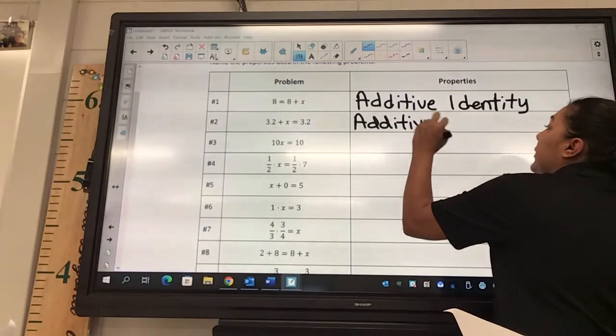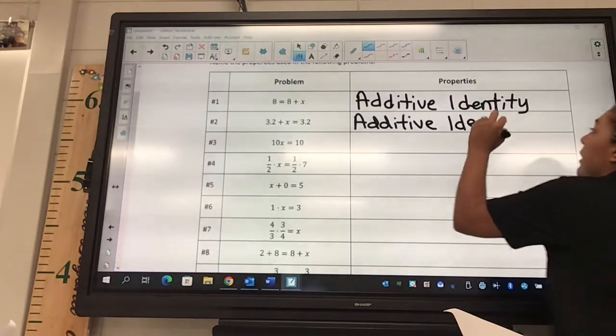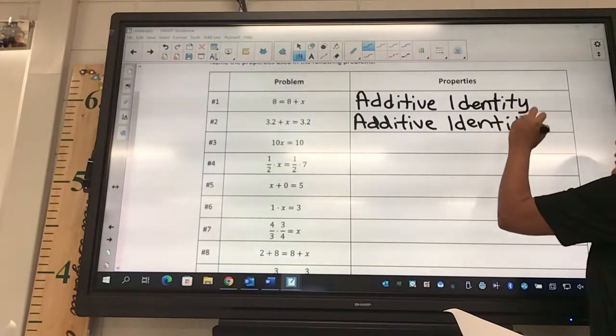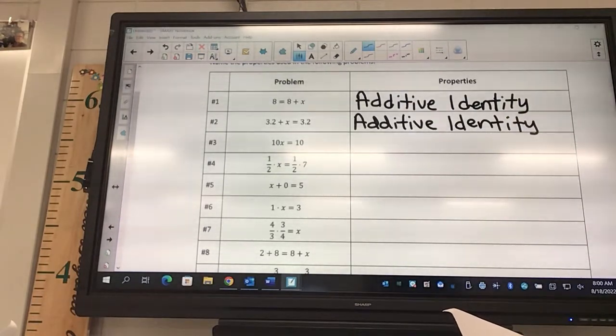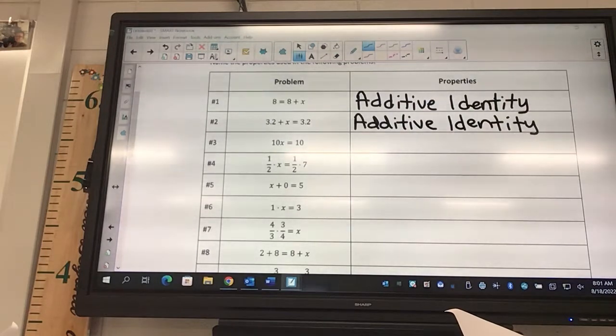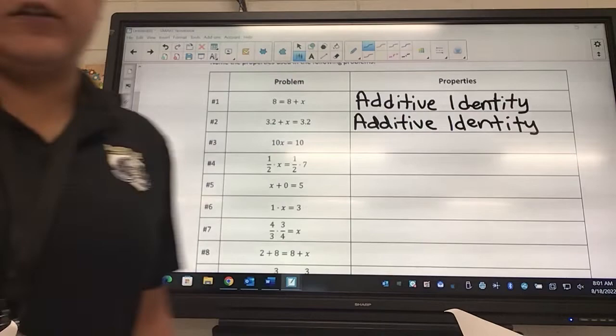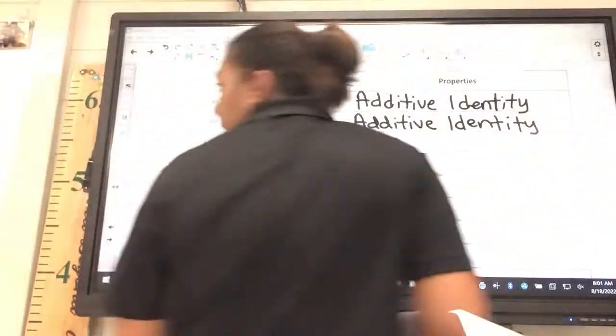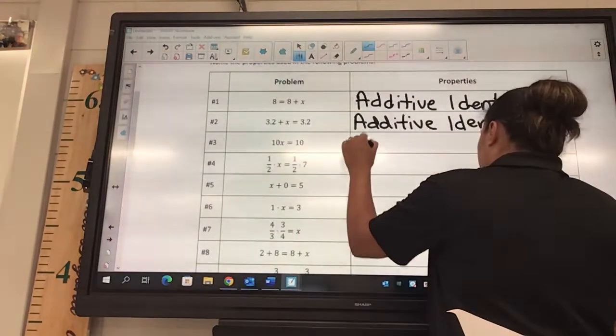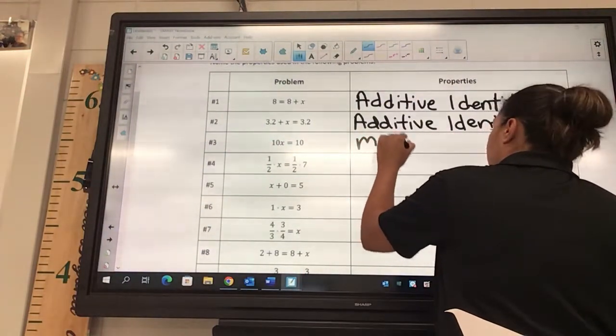Okay, I can tell you that some properties are used a heck of a lot more in math than other properties. Okay, 10x or 10 times x equals 10. What does x have to be in order for it to stay 10? 1. Okay, what property is that? Multiplicative what? I don't know how to say it. Can't do it. Multiplicative, right?